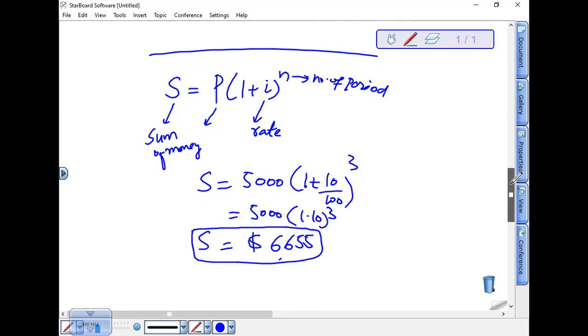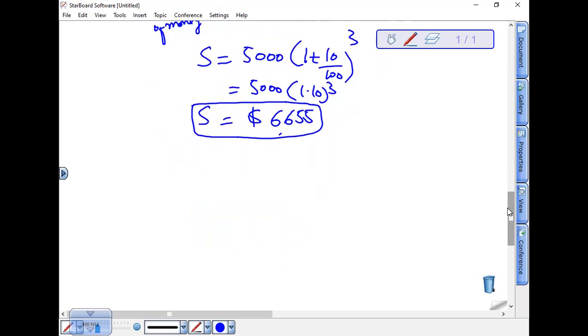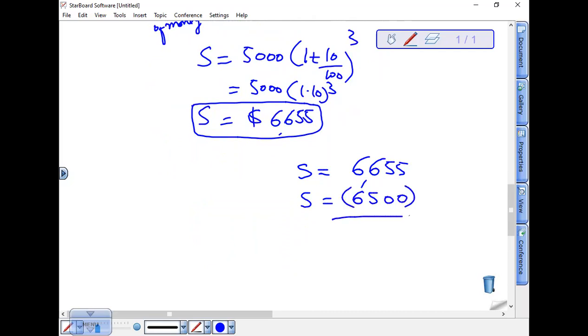Now you can see the difference in the values. We calculated the sum amount under compound interest, which is $6,655, and the same sum amount calculated under simple interest was 6,500. Now the difference between simple interest and compound interest is $155. Why is this difference happening?